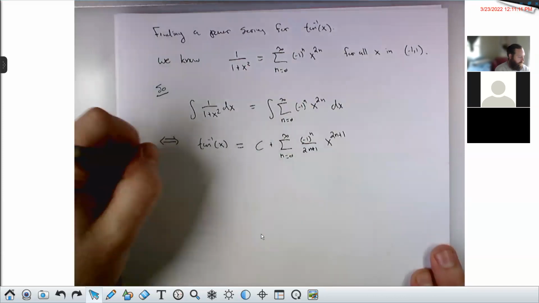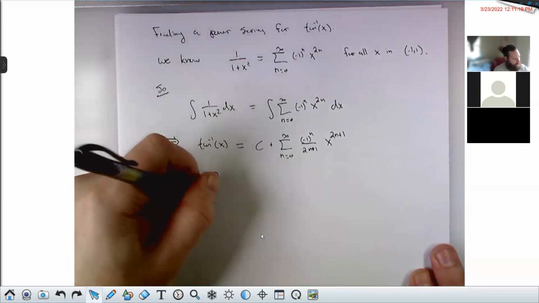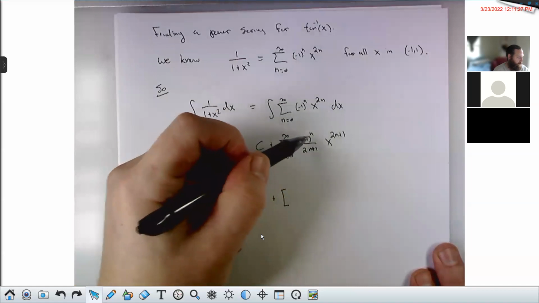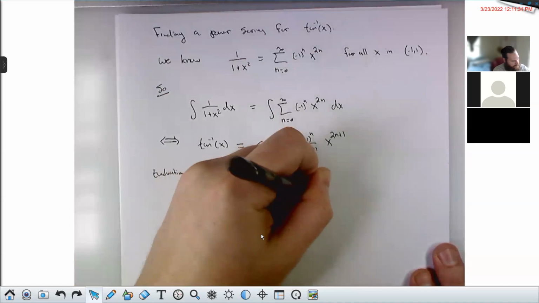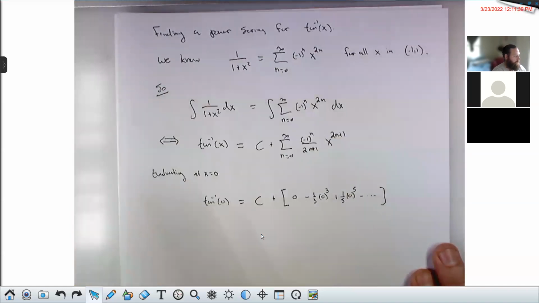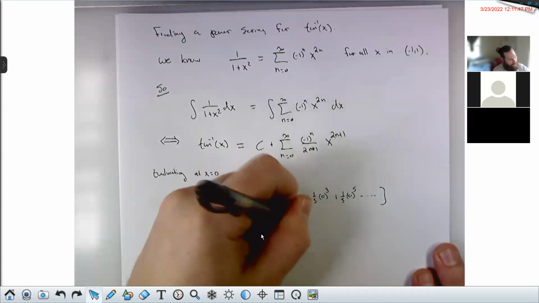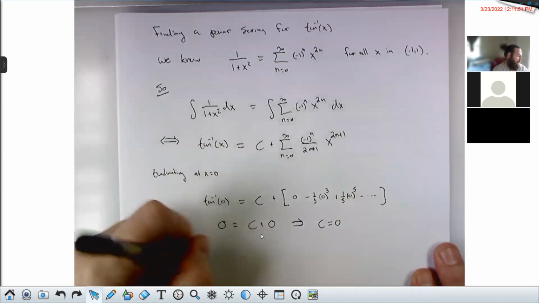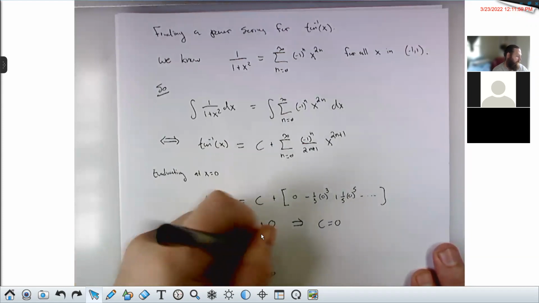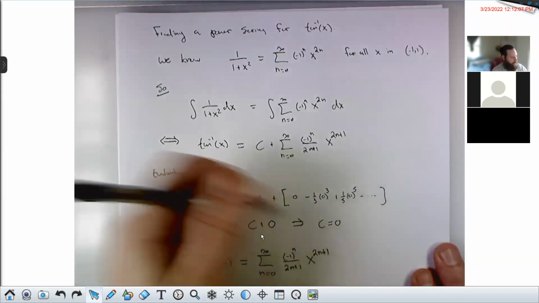I'm evaluating this at x equals 0. Inverse tangent of 0 on the left equals c plus, I'll write it out here, this would be 1 x, this would be 0 minus 1/3 cubed, fifth. The inverse tangent of 0 is 0. So again, what we're going to get here is the constant c is 0. So the inverse tangent of x equals sigma n from 0 to infinity, -1 to the n, over 2n plus 1 times x to the 2n plus 1.